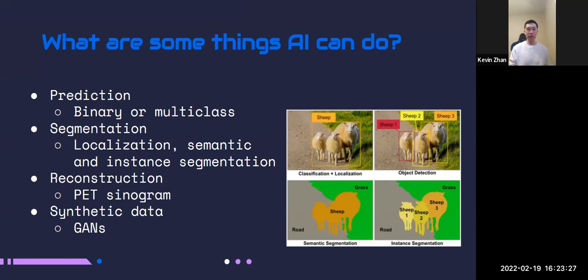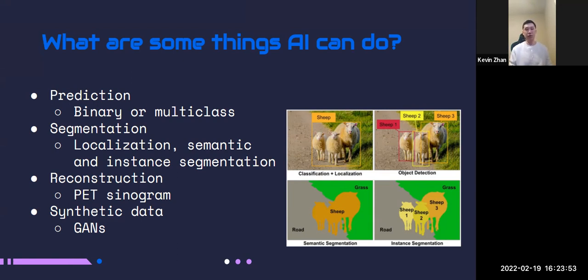Next, we have segmentation. So localization would be just detecting where in the general vicinity an object is, like maybe where a tumor is. Segmentation, semantic segmentation, would be telling you which pixels on the screen or on the image are part of that class, and instance is for multiple instances.